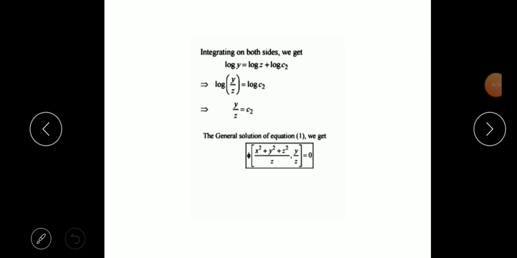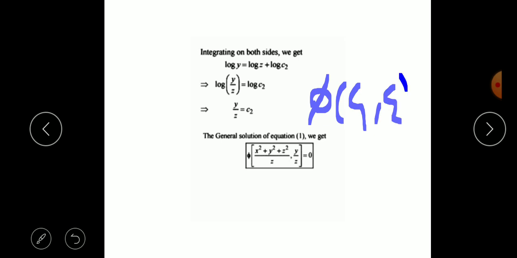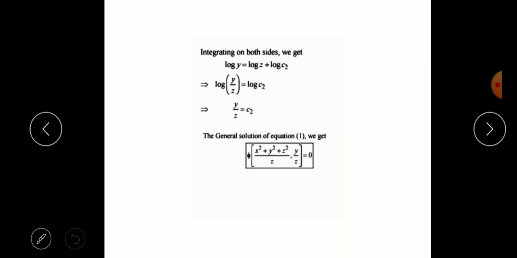So here phi of c1 comma c2 is the required answer, the general solution. So clearly here the general solution is phi of x square plus y square plus z square upon z comma y by z equal to 0.